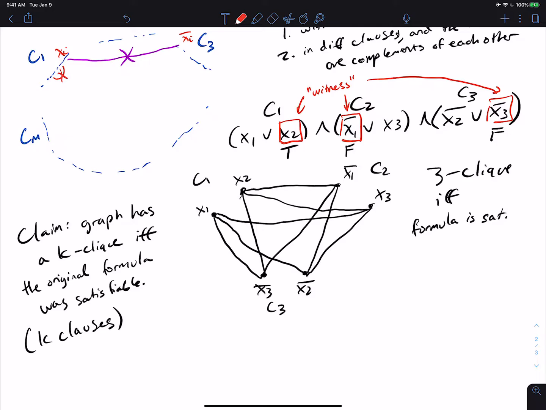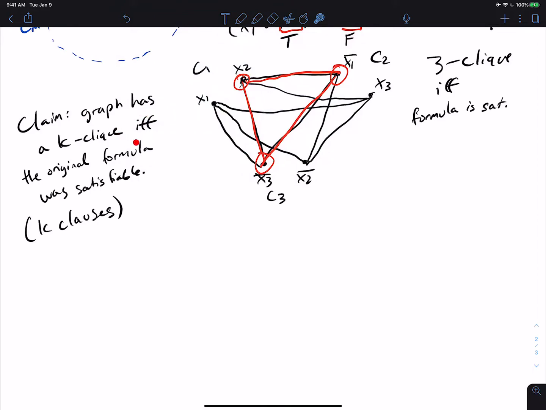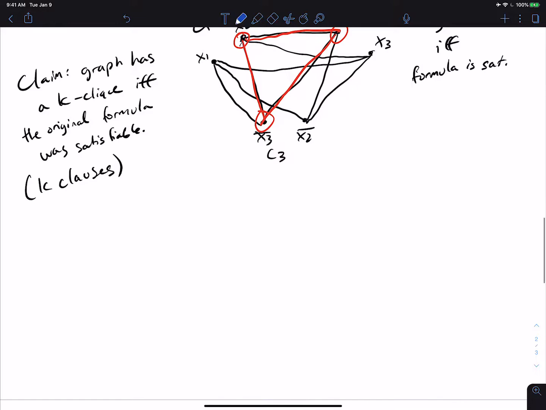So now let's look at the corresponding vertices in the graph, which are this one, and this one. Notice what we have. We have a 3-clique because every pair of vertices is there. So let's actually think about why this works. Whenever you have an if and only if proof, we need to prove both directions. So let's do the forward direction first.